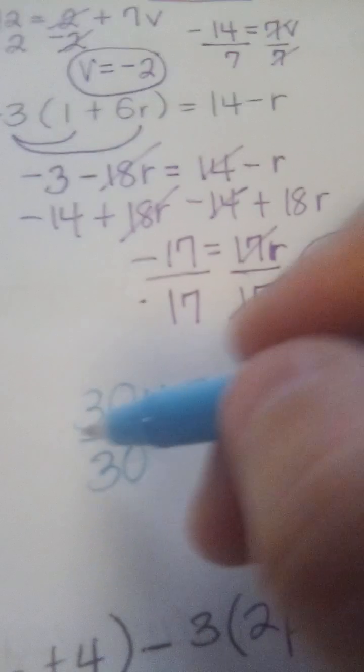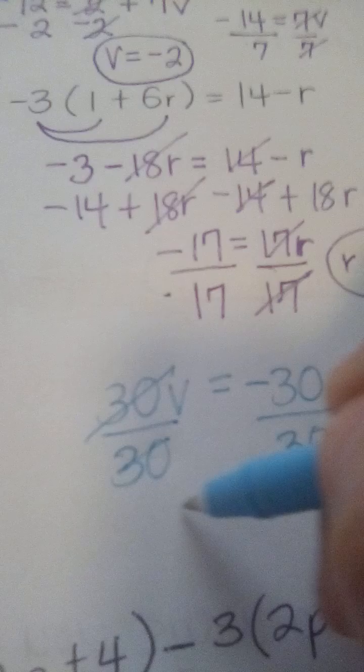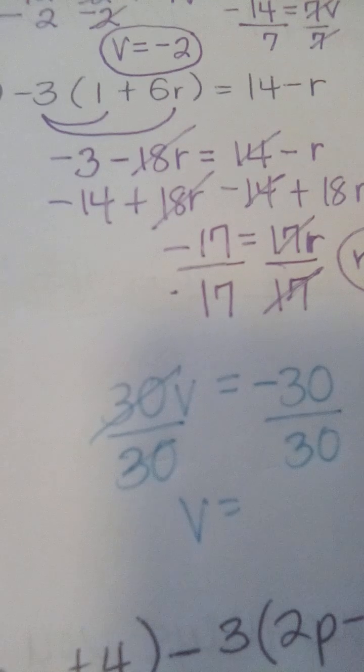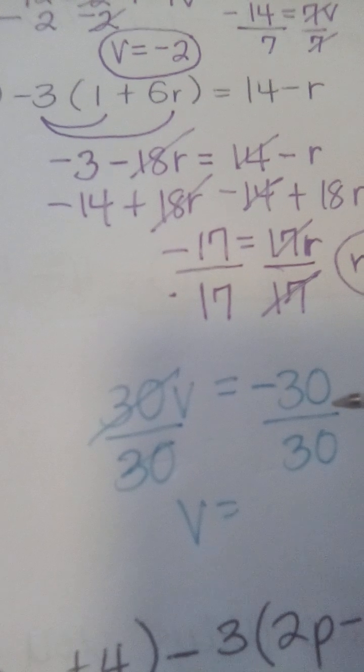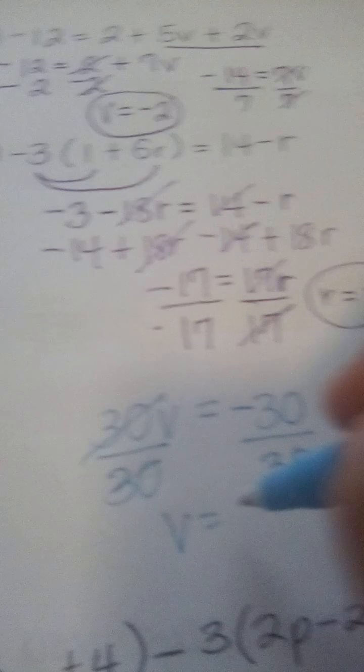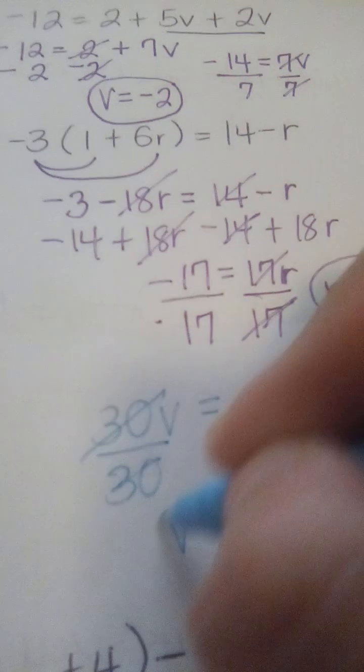This will cancel out the left side of the equation. Bring down the v. What is negative 30 minus negative 30 divided by 30? That gives us negative 1. That's our final answer.